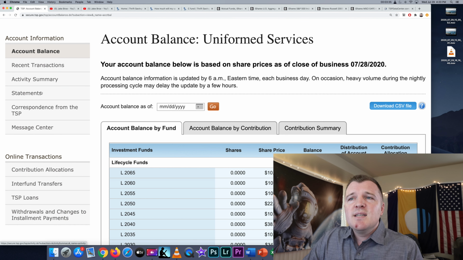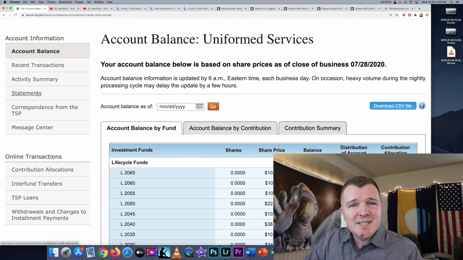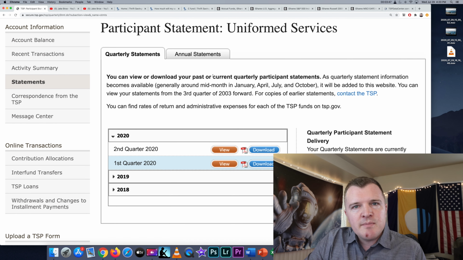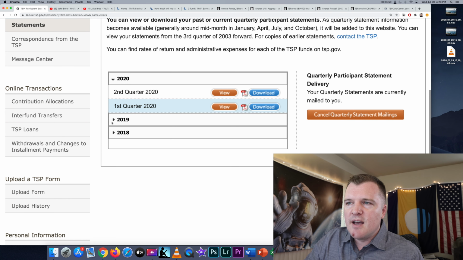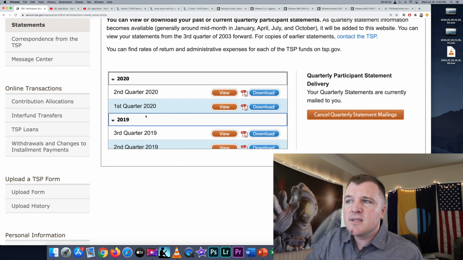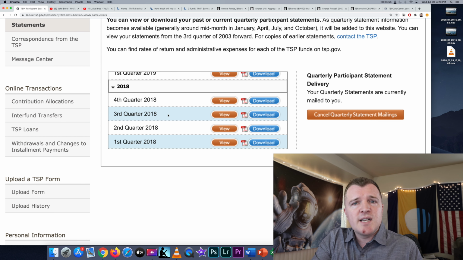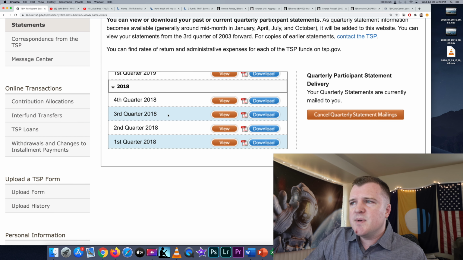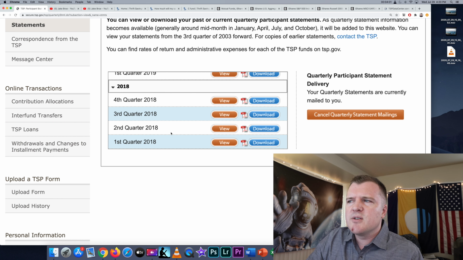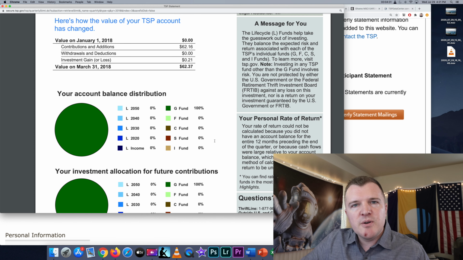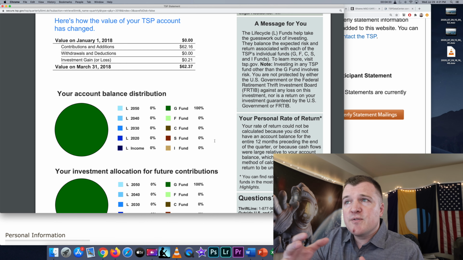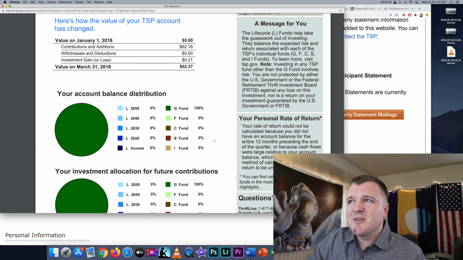activity summary. Something interesting to look at is statements. By clicking on statements, you can actually access PDFs of all of your documents going back to when you started contributing to the TSP. So the first time I made a contribution to the TSP was probably January of 2018. We can go ahead and click on view and see how much I put in and what the account balance and distributions were at. So here is my quarterly document statement from January through March of 2018.